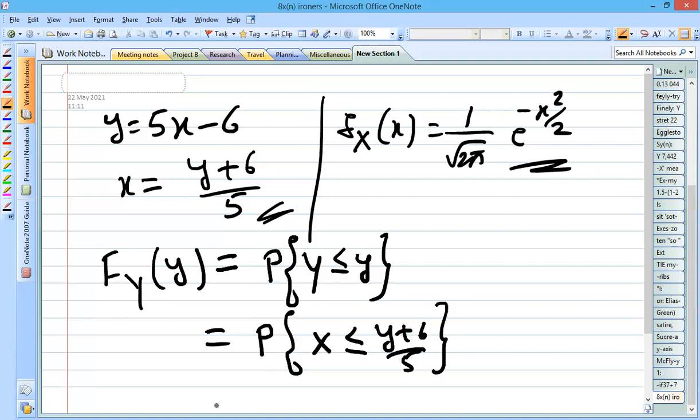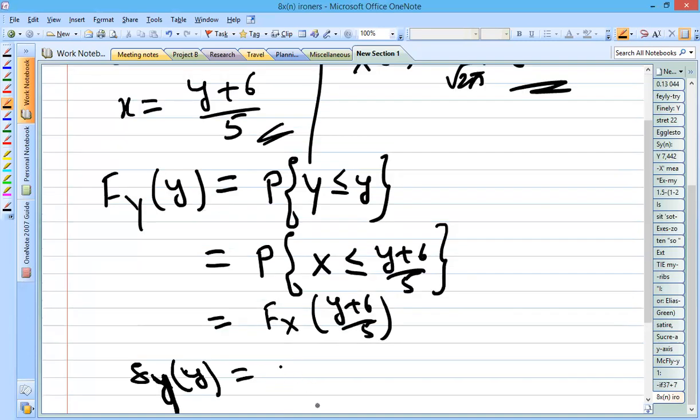So in the next step, what we can write is in terms of F_X((y+6)/5). Here you are going to relate the CDF of X with respect to the CDF of Y. So we are seeing that F_Y(y) is given as F_X((y+6)/5). Now, in order to get the PDF, f_Y(y) is equal to d/dy of F_X((y+6)/5). So just differentiate this so that we'll get the answer.